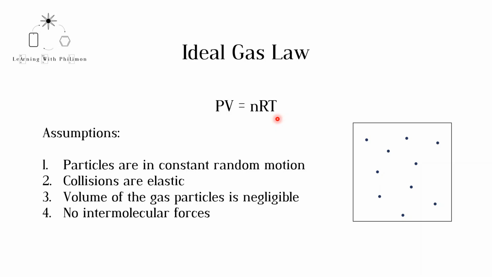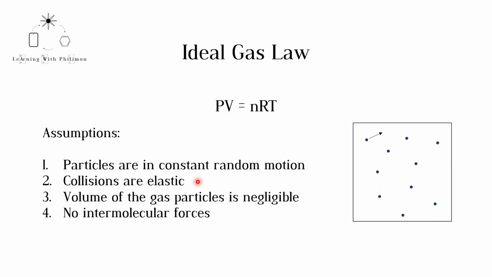The first assumption is that the particles are assumed to be in constant random motion, as represented by the black arrow. They obey Newton's laws of motion, moving in straight lines and changing direction only when they collide with other particles or the walls of the containers. The second assumption is that these collisions are elastic. This means that there is no loss of kinetic energy upon collision.